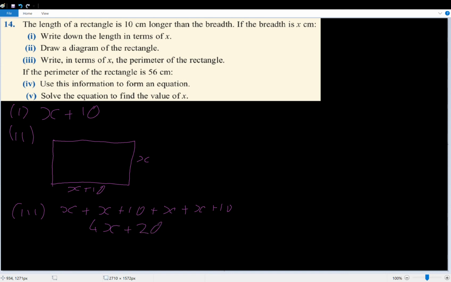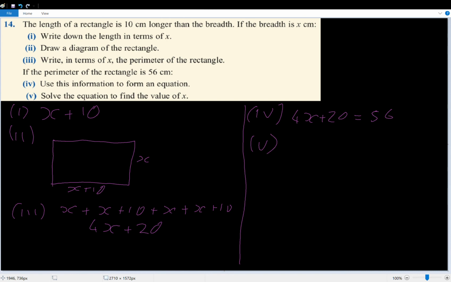And the next one says, if the perimeter of the rectangle is 56 centimeters, we've got to use this information to form an equation. So we have an expression for the perimeter that we just figured out in part 3, which is 4x plus 20. And now we've been told that the perimeter is equal to 56, so we're going to say that's equal to 56. And then for part 5, we have to just solve that equation.